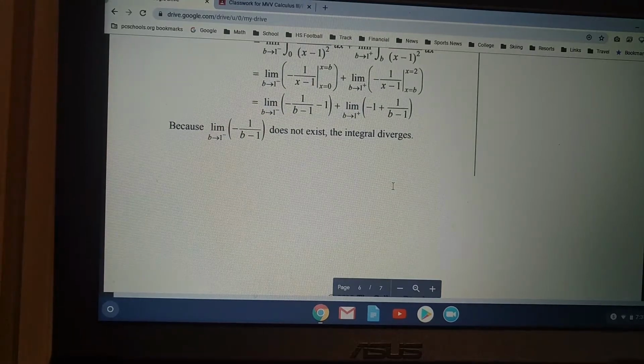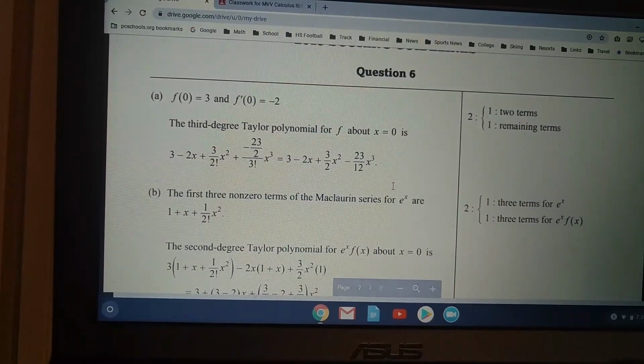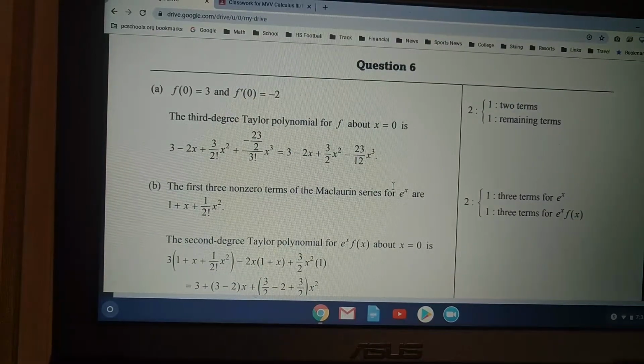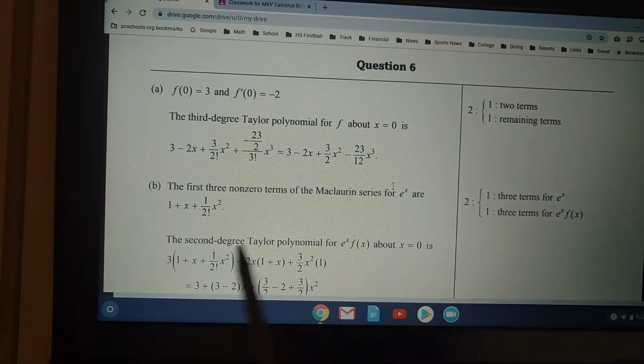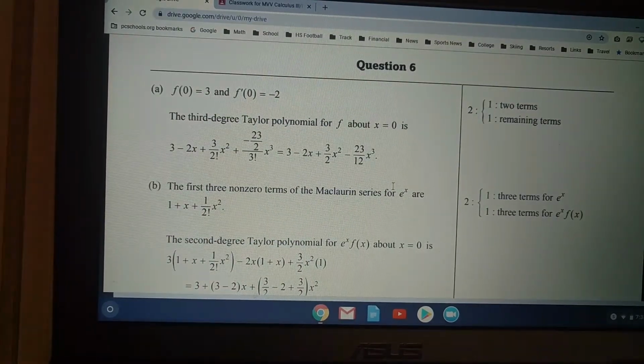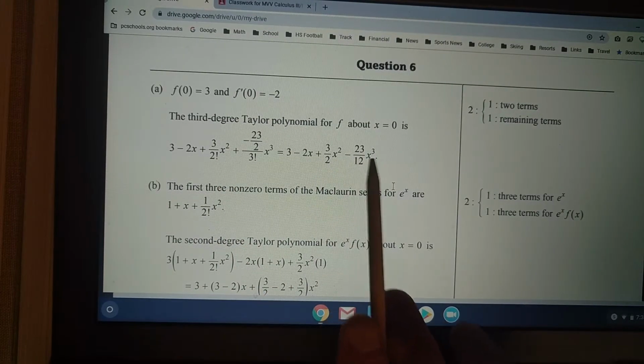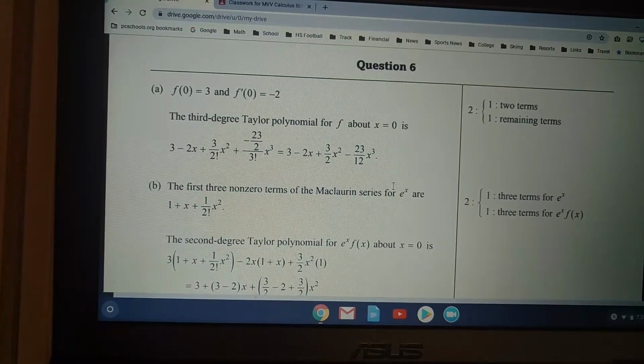Okay, now let's go on to 6. 6 is our series one. I did grade this one as well. So pretty straightforward. 2 points if you have the first 2 terms. First 2 terms are 3 minus 2x. So if you see 3 minus 2x, you get a point. The remaining terms, if you have the 3 halves x squared minus 23 over 12x cubed, you get another point.